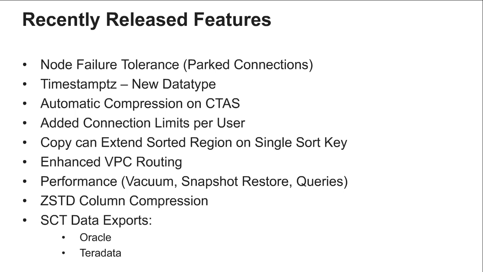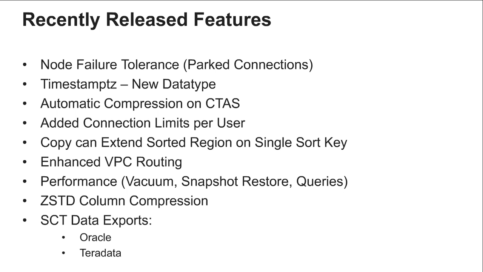The next is that we released a new data type, timestamp with time zone. So that was a big ask. A lot of people want, it was something that was in Postgres that we didn't have. The next feature that we also released recently was automatic compression with create table as syntax. So if you've ever used the create table as and some select statement, what would happen in Redshift previously is that you didn't get any compression settings applied. Now we figure that out and we'll apply compression for you.